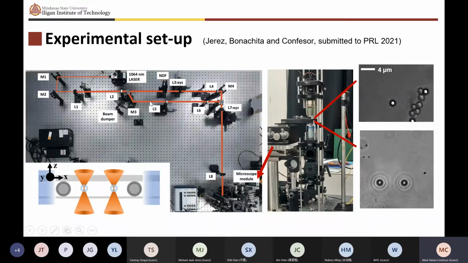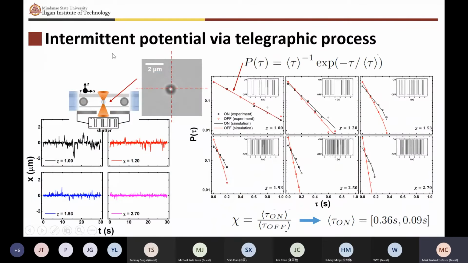One of the things that is very important in this setup, precisely for the results I am going to tell, is the presence of this shutter. If you can see this one over here, this is a mechanical shutter that cuts this light on and off in a process. That's how we generate an intermittent potential. As I mentioned, we use a shutter along the path of the lasers, and we can turn it on and off in time. The important thing is that we can control, for example, the probability distribution of the period of the on-off, and it follows a telegraphic process.